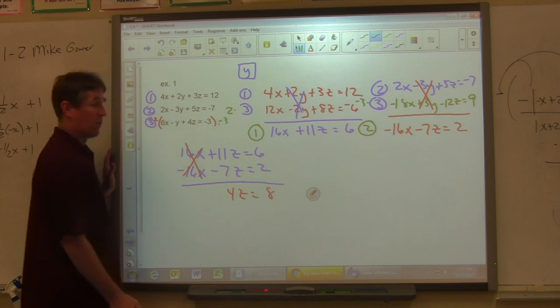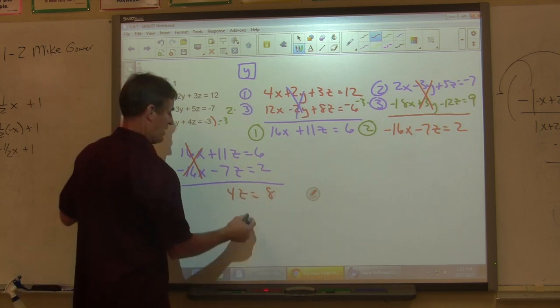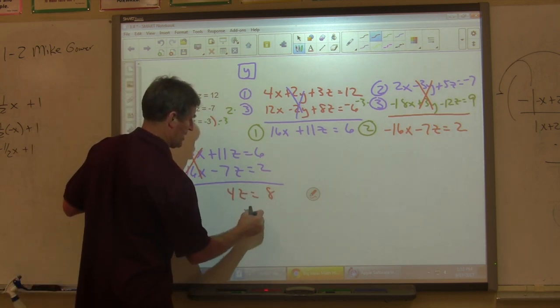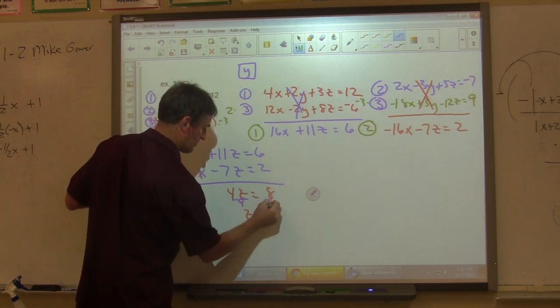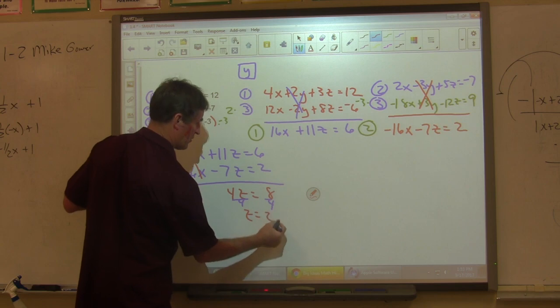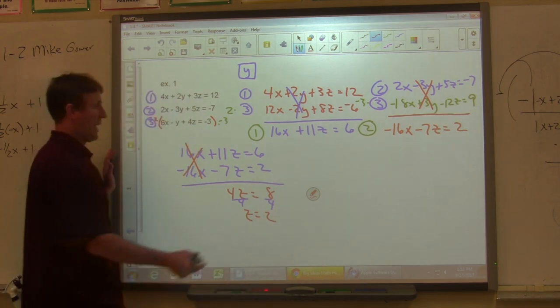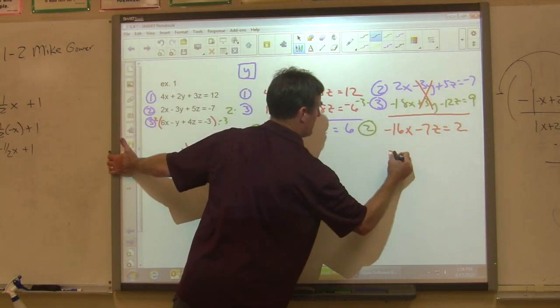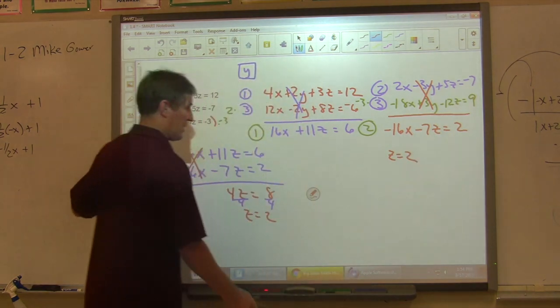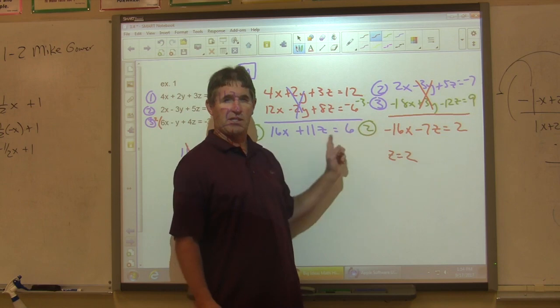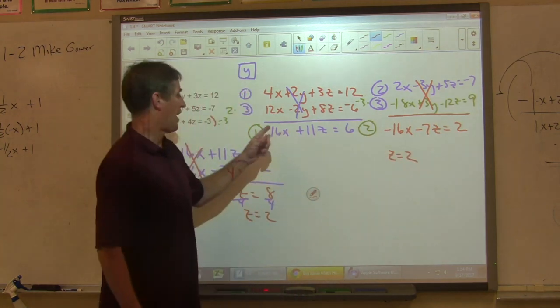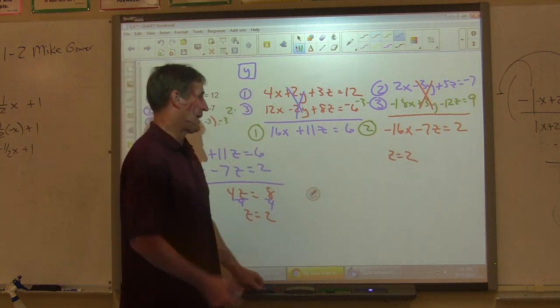And then I solve the equation for z. So 4z equals 8, and I get z by dividing by 4. I get z equals 2. So now I know that z equals 2. So now I can take this value and plug it into either one of these equations and solve for x. Doesn't make any difference which one.